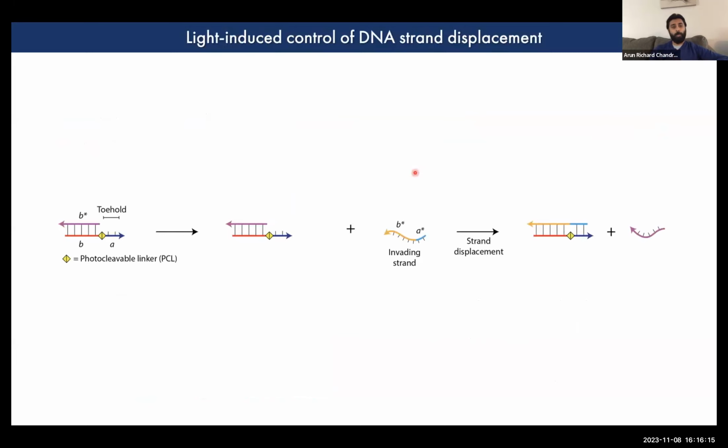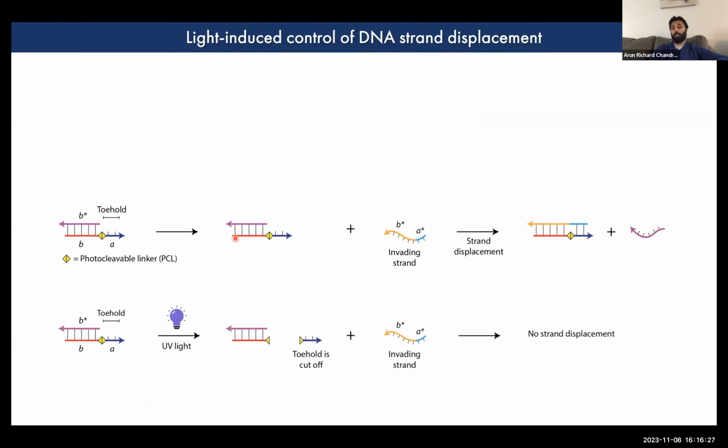So in our case, what we did was to incorporate a photocleavable linker in between the duplex domain and the toehold. And now strand displacement should continue as usual if there is no stimuli. However, once you shine UV, the photocleavable linker is cleaved, and the toehold is now cut off. And now if an invading strand is added, this duplex remains the same and strand displacement does not happen, because once there is no toehold, the strand displacement process becomes much, much slower.